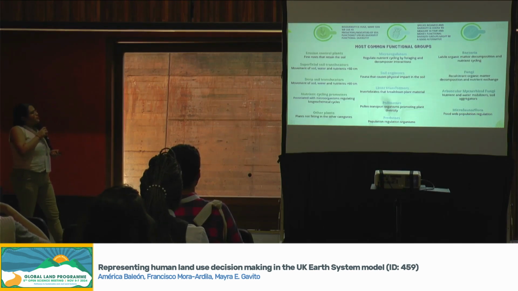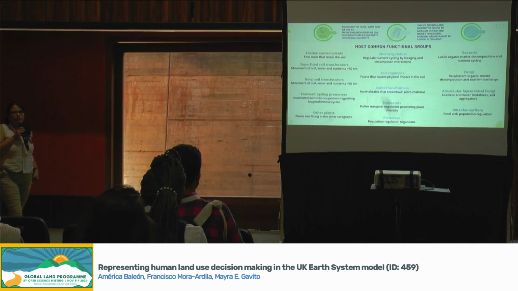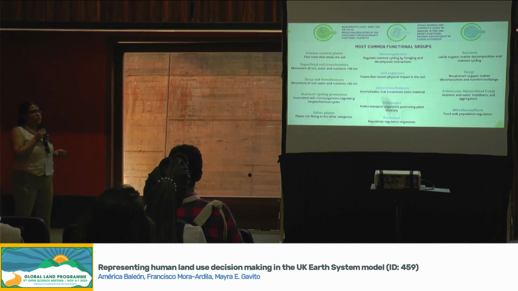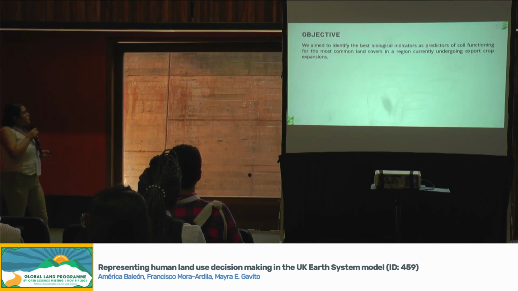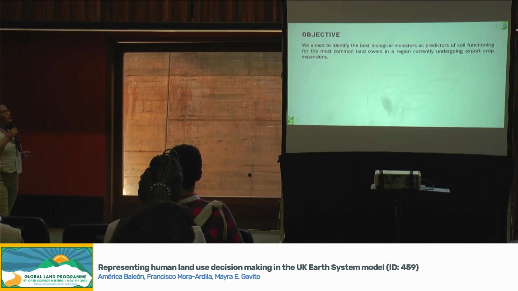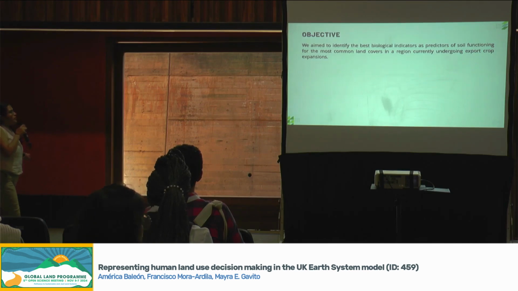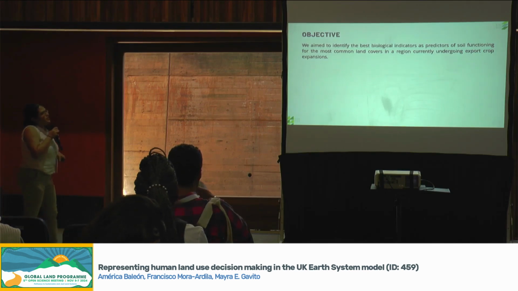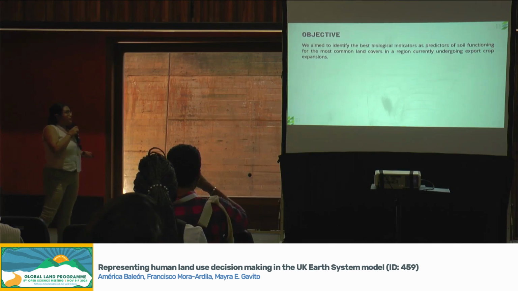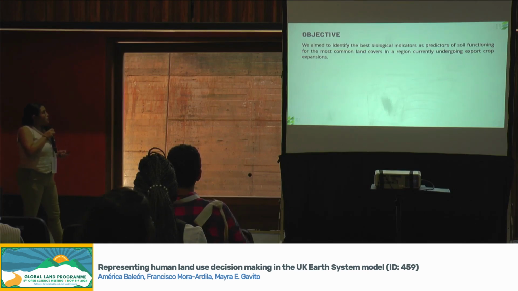Among these groups, we know what they do, but we don't know how this expansion of crops, with the management that they include, is modifying these communities. So we aim to identify the best biological indicators as predictors of soil functioning for the most common land covers in a region currently undergoing export crop expansion.